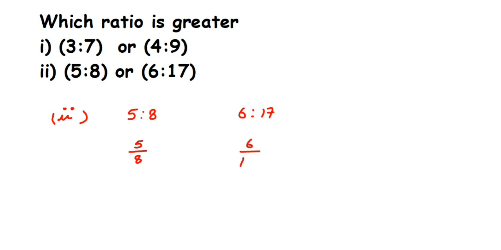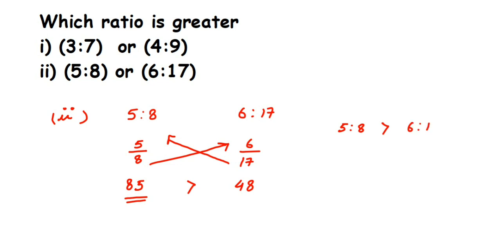Okay, now here you can reduce it and you can cross multiply, but here we cannot reduce it further, so I'm going to just cross multiply directly. So multiply the 17 by 5 and this 8 by 6. So 17 fives are 85 and 8 sixes are 48. Right, we have just cross multiplied. Now which number is greater? 85 is greater than 48, right? Which means 5 is to 8 is greater than 6 is to 17. That's it. Okay, so this is how you can compare the ratios here. Just cross multiply, check which product is greater, and that ratio or that fraction will be greater.